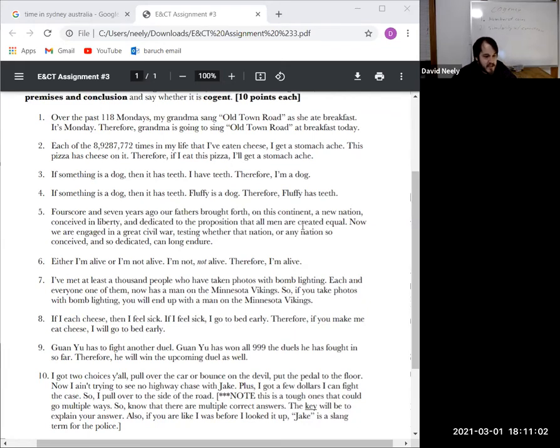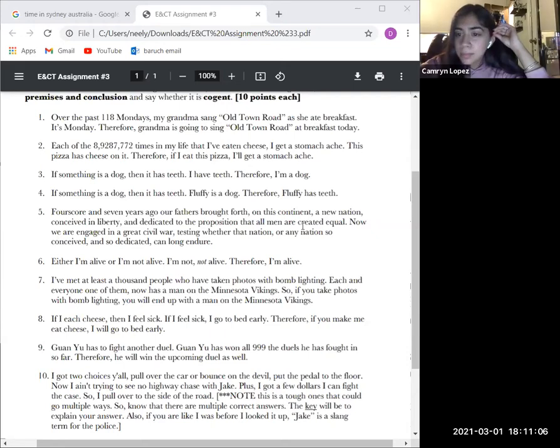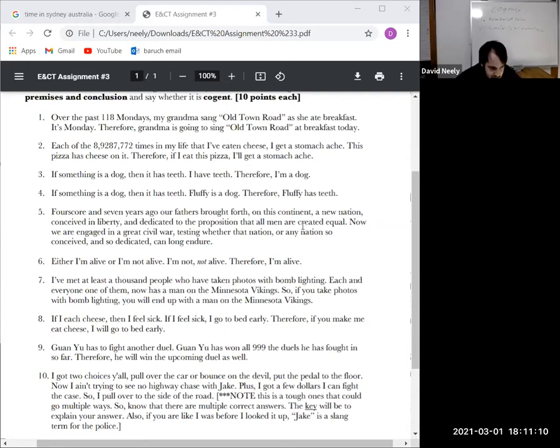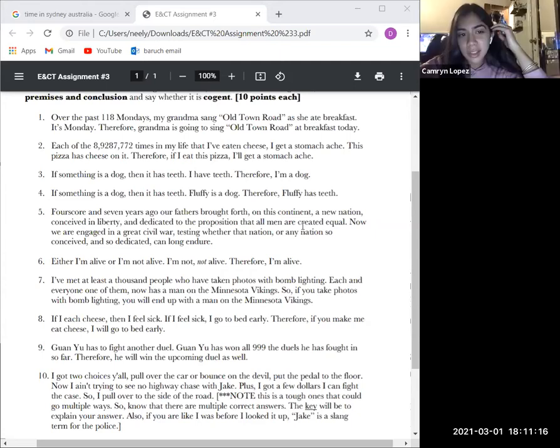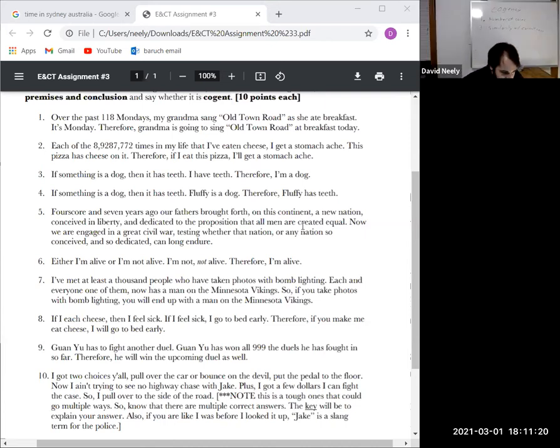All right, number 6. Was this deductive or inductive? Deductive. Deductive, correct. And was it valid? Yes, it was. This was disjunctive syllogism, and it is valid. Yep.